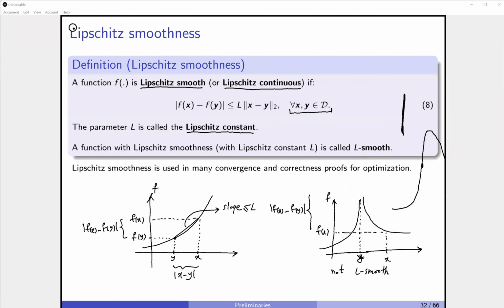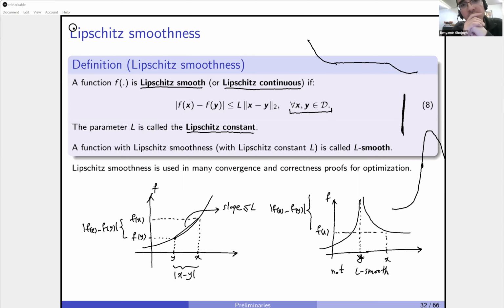What about a horizontal line? Would that be? A horizontal line, you mean like this? Yeah, a function like this? It is Lipschitz continuous. It is L smooth, because the slope here is 0.